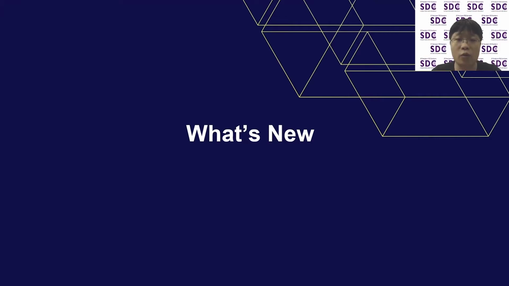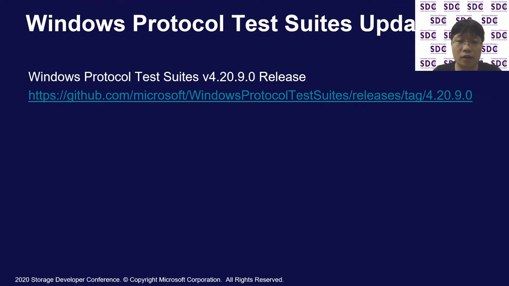Hello everyone, I'm Huiren from Microsoft. In the following time, I will first introduce what's new to Windows Protocol Test Suites. Then, there will be a demo to show you these new things step by step. Early this month, we released our latest Windows Protocol Test Suites on GitHub. You could find the link on the slides. The version number is 4.20.9.0. The major version number is increased from 3 to 4 because there are several breaking changes.